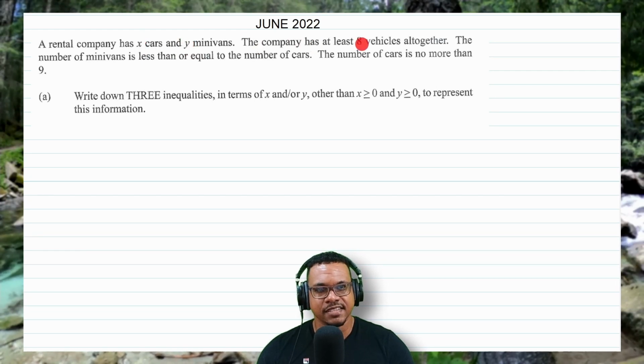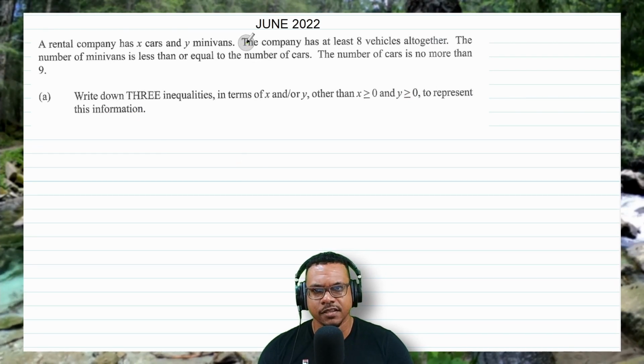The company has at least 8 vehicles altogether. The number of minivans is less than or equal to the number of cars. The number of cars is no more than 9. Here, for part A, we're going to write 3 inequalities in terms of X and or Y, other than X is greater than or equal to 0 and Y is greater than or equal to 0, to represent this information.